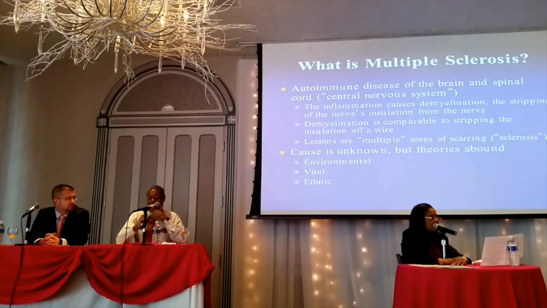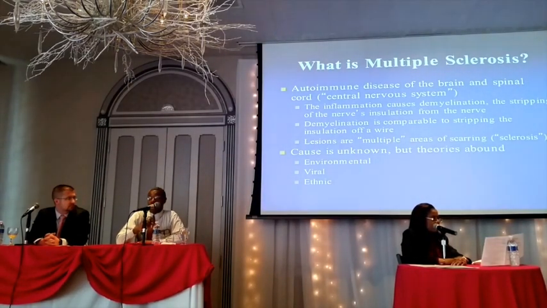We thought in the past that multiple sclerosis was primarily a disease of Caucasians. As it turns out, anybody can develop multiple sclerosis. There are some populations that seem protected, though. For example, people from Japan seem to be protected.